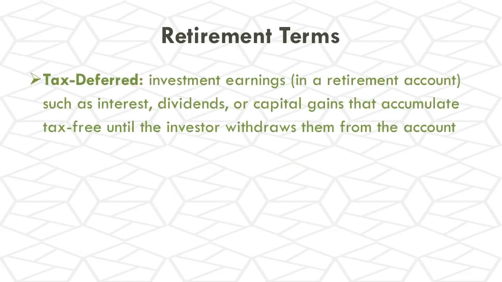The next term we have is tax deferred. Tax deferred simply means that investment earnings in a retirement account, such as interest, dividends, or capital gains, accumulate tax-free in the account until the investor withdraws them from the account. So that would be money that is earned actually in the account. You're not paying taxes on them as they are earned throughout the years. You pay taxes on them when they're actually withdrawn from the account in retirement.